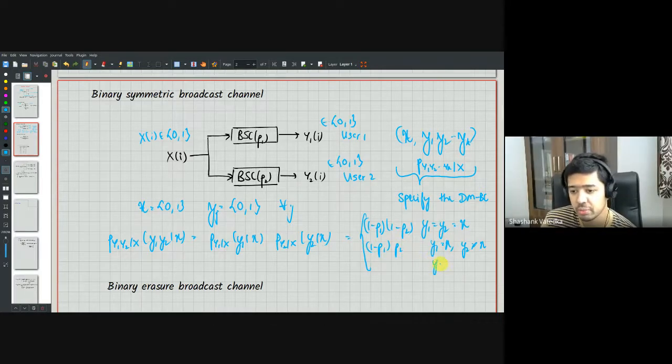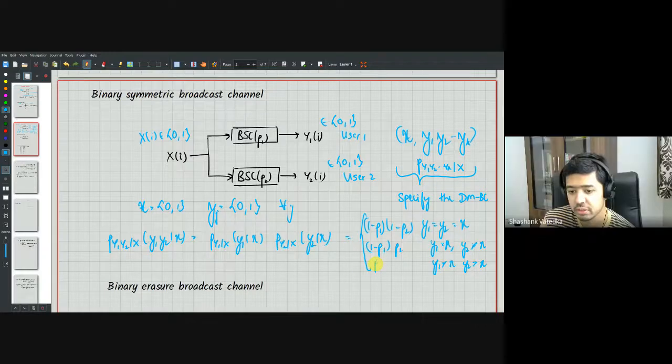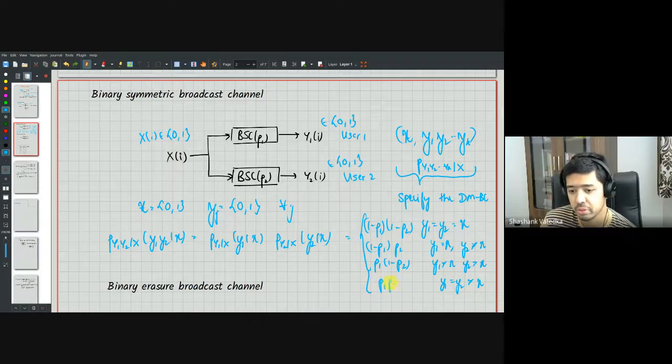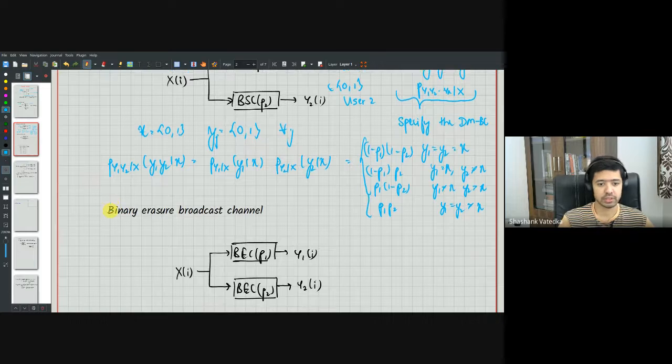And then the other combination is y1 is not equal to x and y2 is equal to x, in which case it is p1 into 1 minus p2. And the last case is when y1 is equal to y2, but these are not equal to x. And that is p1, p2. Okay, good. So this is one description of the PMF of y1, y2 given x. Okay, that's good. Let's see another example.